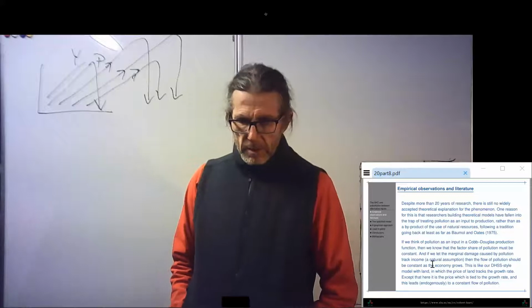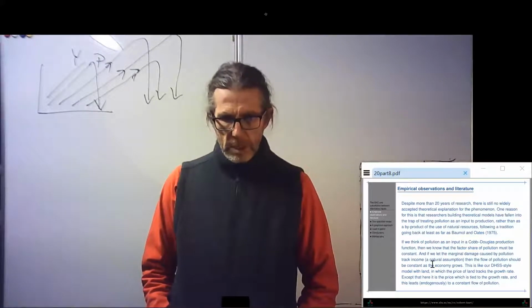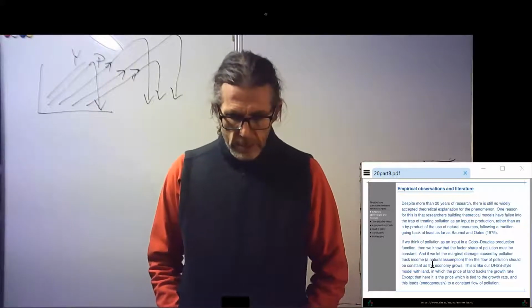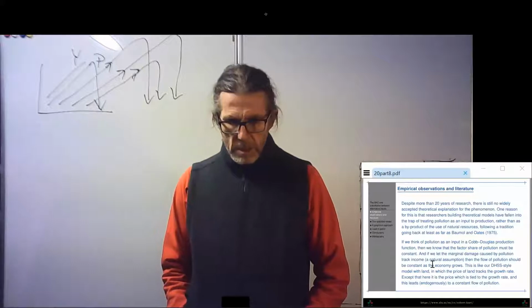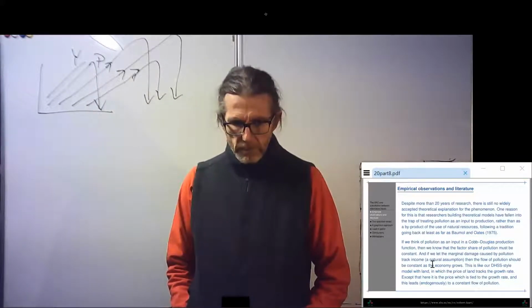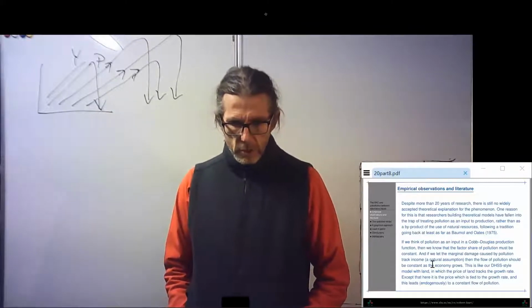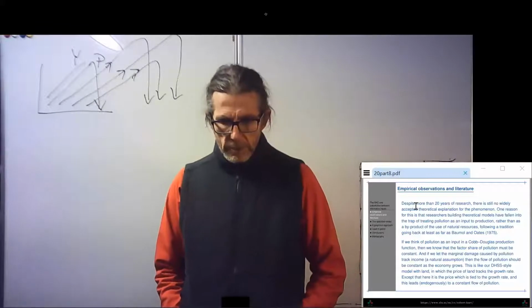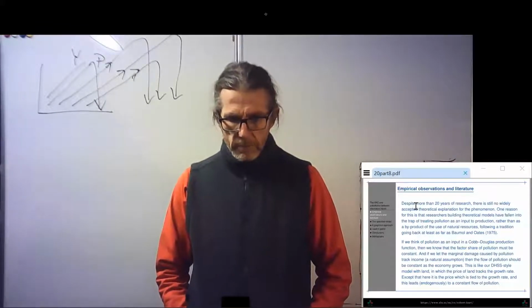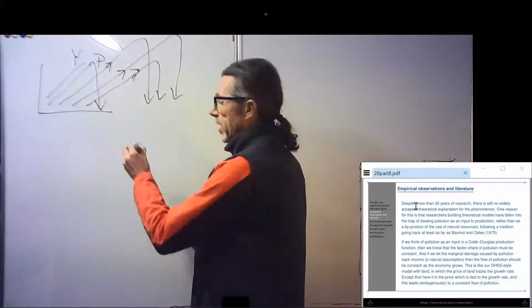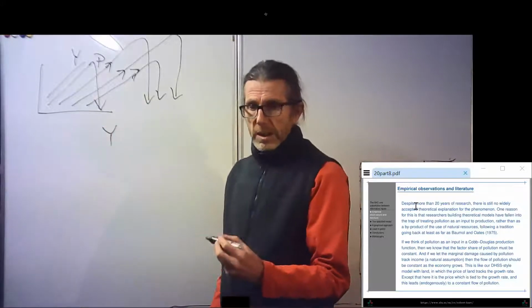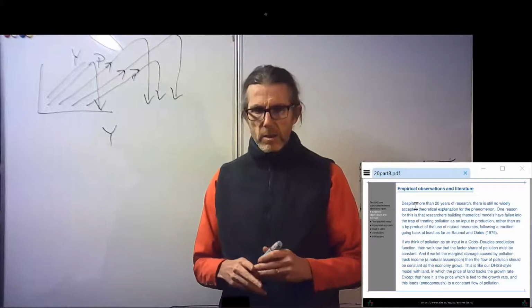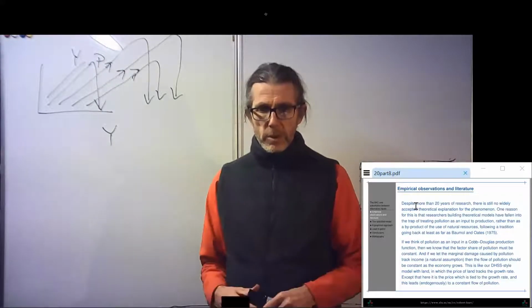One reason for this is that researchers building theoretical models have fallen into the trap of treating pollution as an input to production rather than as a byproduct. If we think of pollution as an input in a Cobb-Douglas production function, then we know that the factor share of pollution must be constant. And if we let the marginal damage caused by pollution track income, a natural assumption, then the flow of pollution should be constant as the economy grows. So as we get richer, if we imagine that pollution damages are knocking out a proportion of our production, that's one way of thinking about it, then our willingness to pay to get rid of pollution will go up over time.